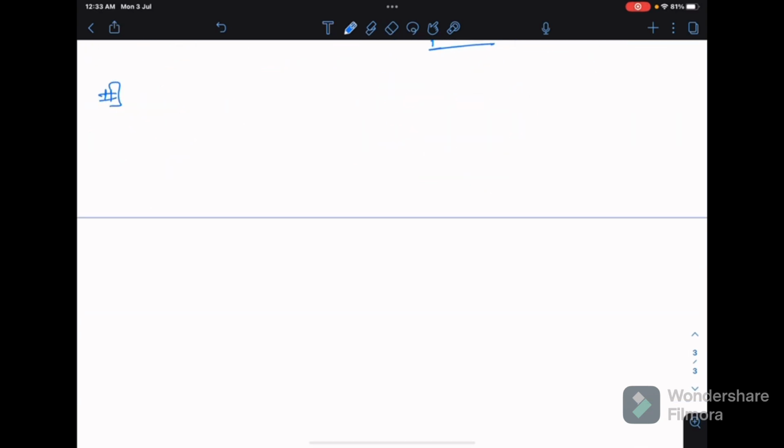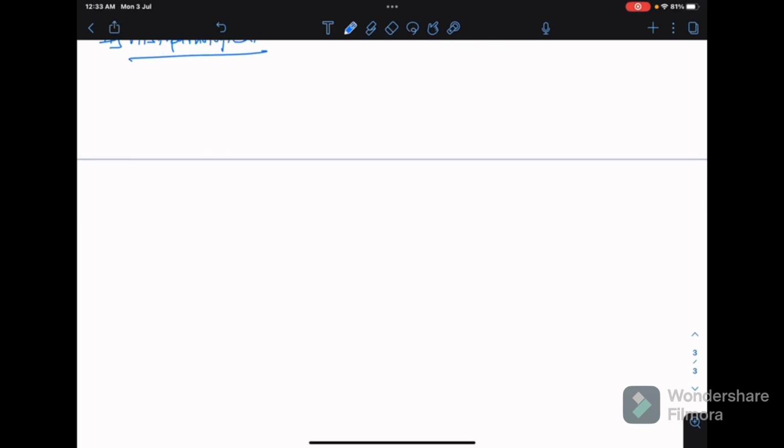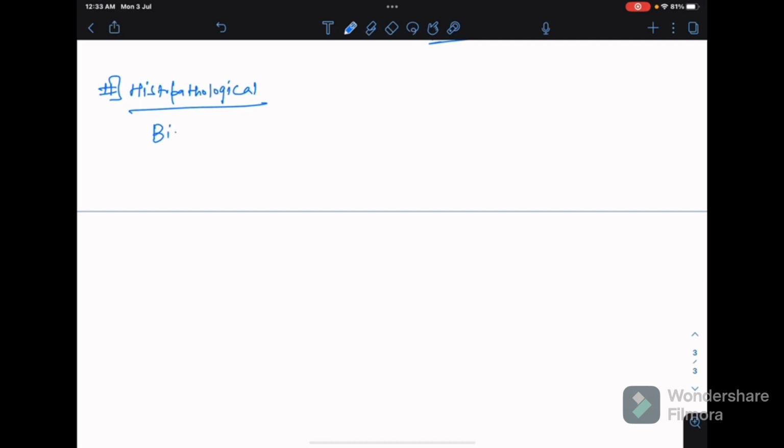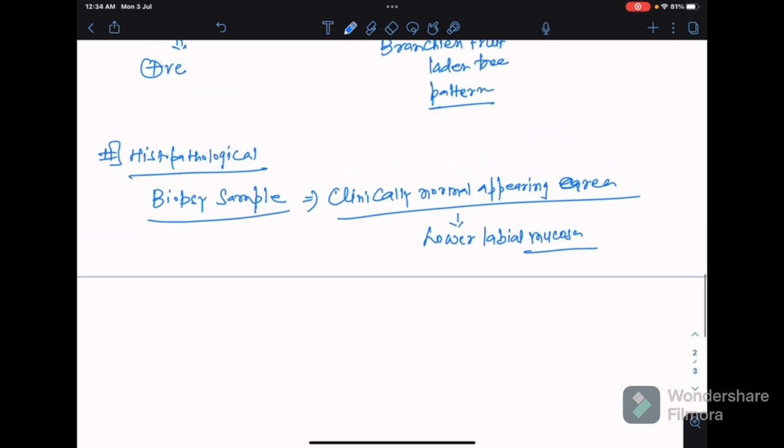On histopathological examination, we will take a biopsy sample. And from where do we generally take the biopsy sample? So remember, we take this biopsy sample from the clinically normal appearing area. Generally, which area is preferred? Lower labial mucosa is preferred. And remember, it should not be ulcerated.